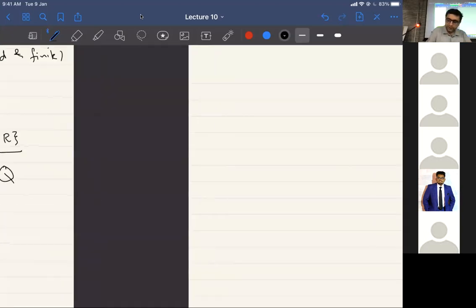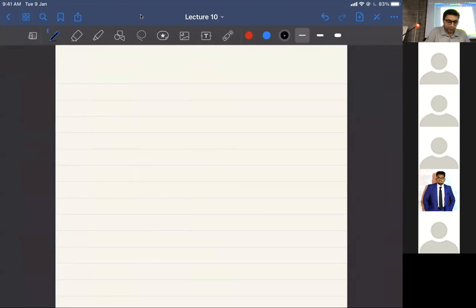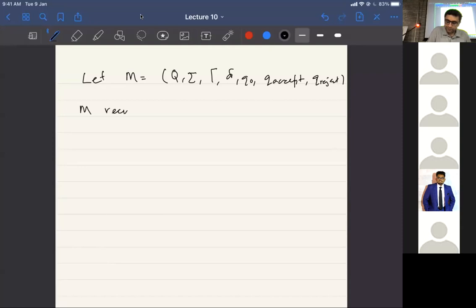Okay, so let us think about the interpretation of this machine. We said that M is Q, sigma, gamma, delta, Q0, Q accept, and Q reject. Suppose M receives an input, and the input is W, such that W is W1, W2, all the way till Wn, and this W is over sigma star.